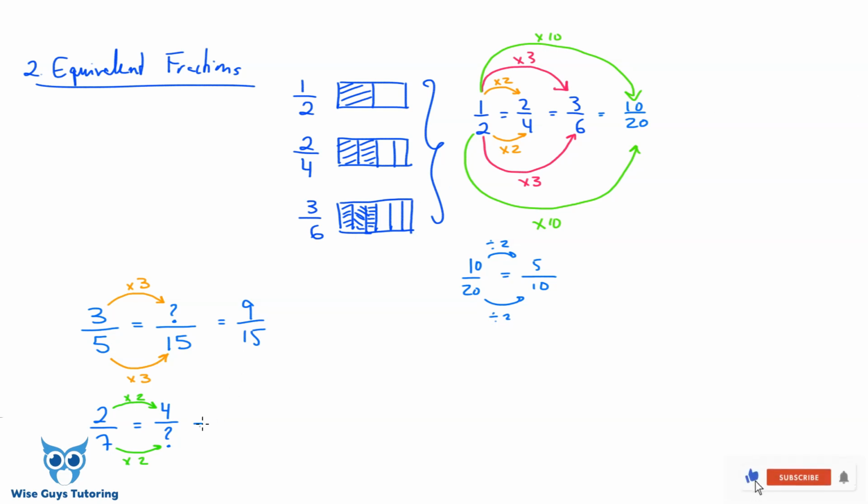The denominator in this case will be 14. And there you have it. So that's basically it for equivalent fractions. We can move on now to simplifying fractions, which is basically the same thing but in reverse.